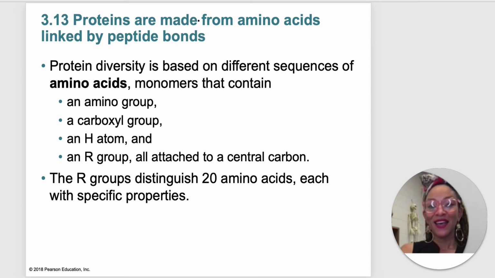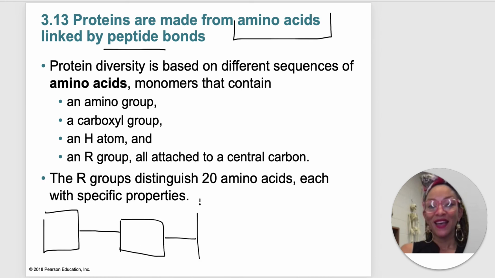So proteins are made from amino acids. So these single amino acids are linked by something called a peptide bond. So anytime you see this word peptide, it's usually referring to a protein. So here's one amino acid. Here's our peptide bond. Another amino acid. Another peptide bond. Right? And kind of going on and so forth. But protein diversity is based on different sequences of those amino acids. So typically they all have a bunch of things in common. So for example, they're going to have an amino group. They're going to have a carboxyl group. They're going to have a hydrogen atom and something called an R group. So an R group is pretty much the only thing that changes between amino acids, and the R group is what gives these different amino acids their differing properties.